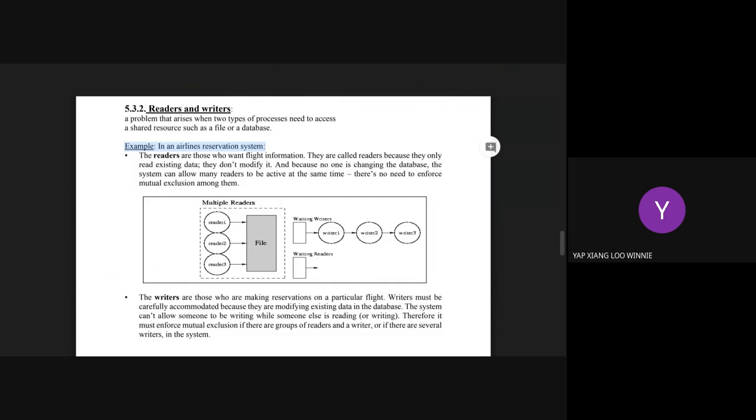How do we work together? Now we go to the first one, which is readers. Readers are there to just read the data. Do readers modify data? No.